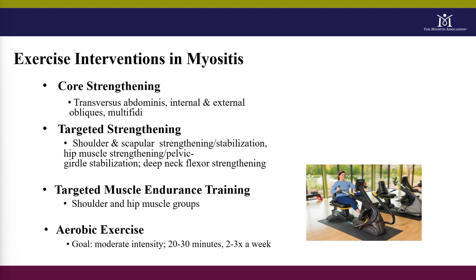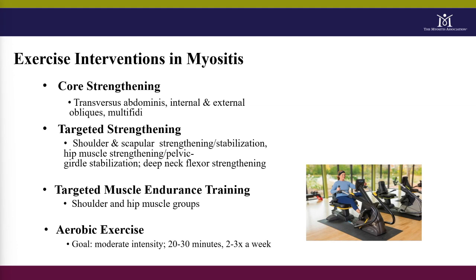Core strengthening, so focusing on building strength in the core muscles, particularly the transversus abdominis muscle. A strong core will help support overall stability and movement. Targeted strengthening. You have to zero in on the affected areas with exercises for the shoulder, the hip, and the deep neck flexors.